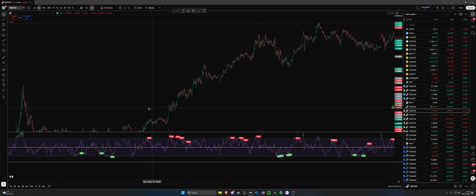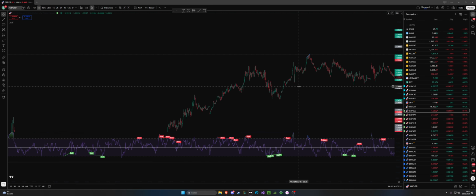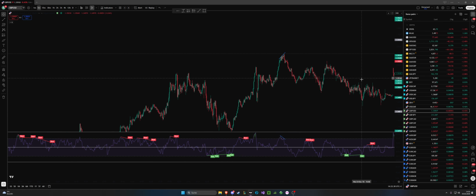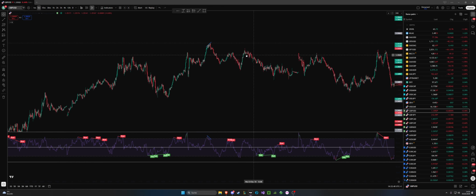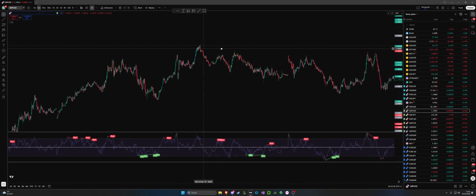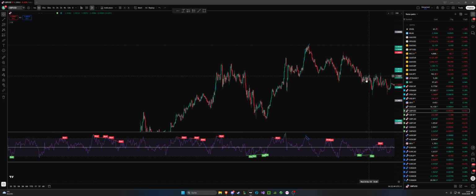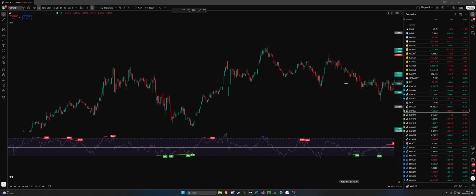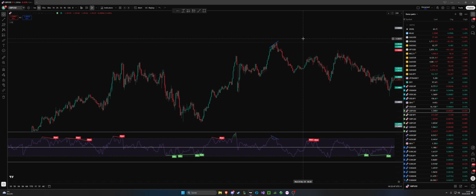Like overall, this thing has been in a really nice uptrend. So after the divergence up here, this pretty much marked a top, but this is something we'll talk about later, and especially in order flow. So this is a counter trend divergence.